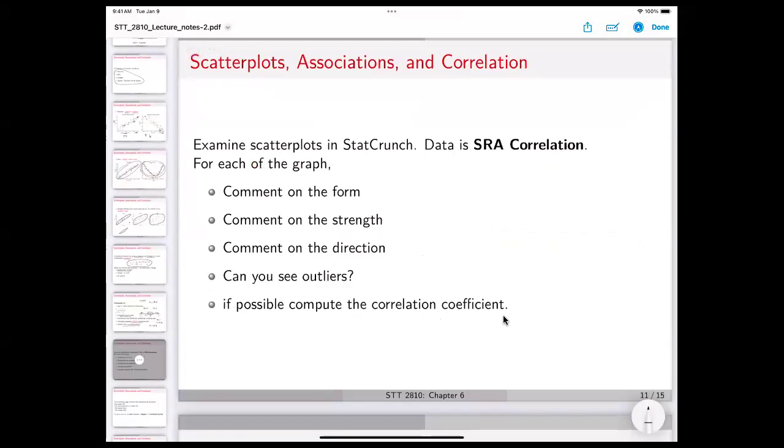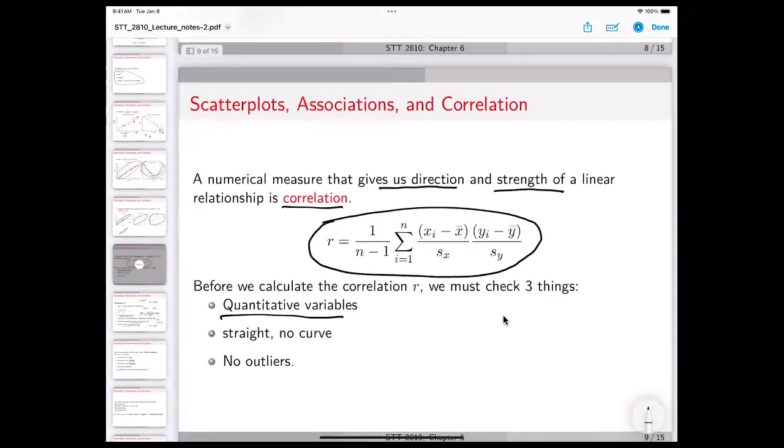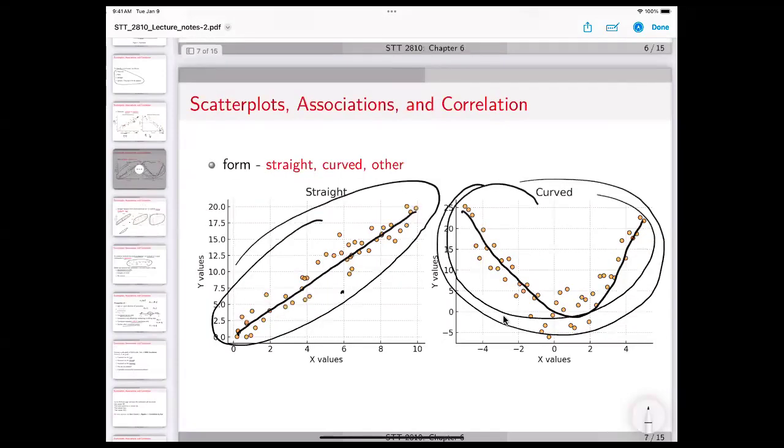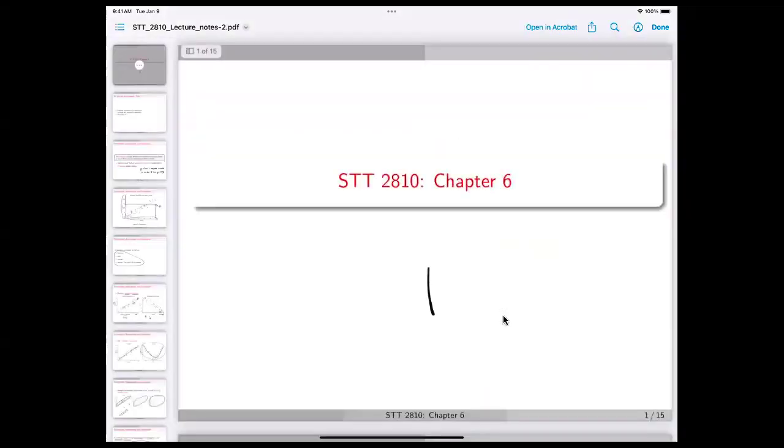So the other thing I want you to do is that now, take your notes. Form: what do we use to describe the form? Strength: what do we use to describe the strength? The direction: what do you use to describe the directions? We have those things. For example, strength could be strong, moderate, or weak. And then form could be straight, curved, and others. So try to write that.